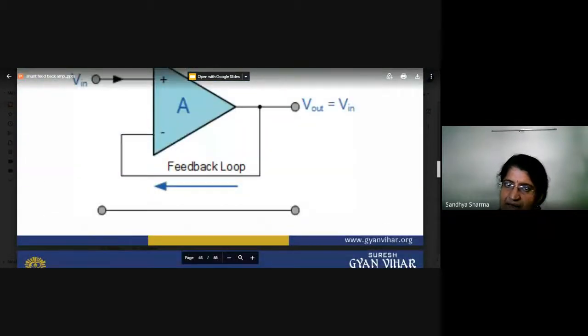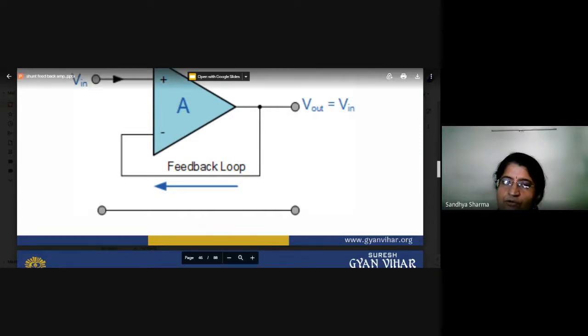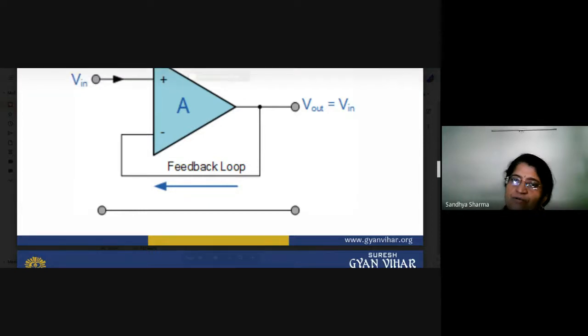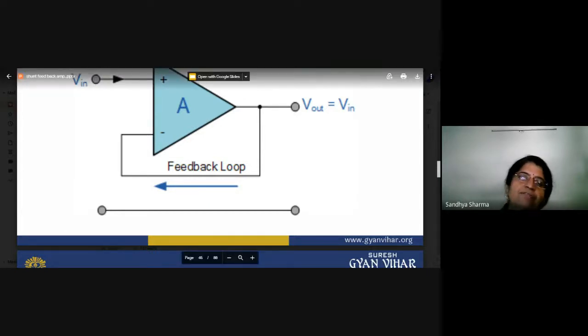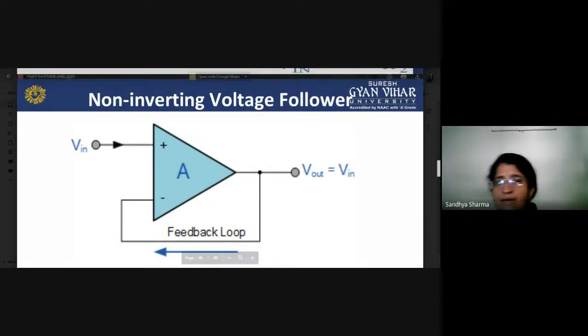Again, see, RF is equal to 0, so it will work as a short circuit. And what about R2? R2 is a very high, infinite resistance, so it will work as an open circuit. So RF is equal to 0 and R2 is equal to infinite. In this particular state, our non-inverting amplifier works as a voltage follower. We can also make an inverting amplifier as a voltage follower. We can make our non-inverting amplifier a voltage follower.